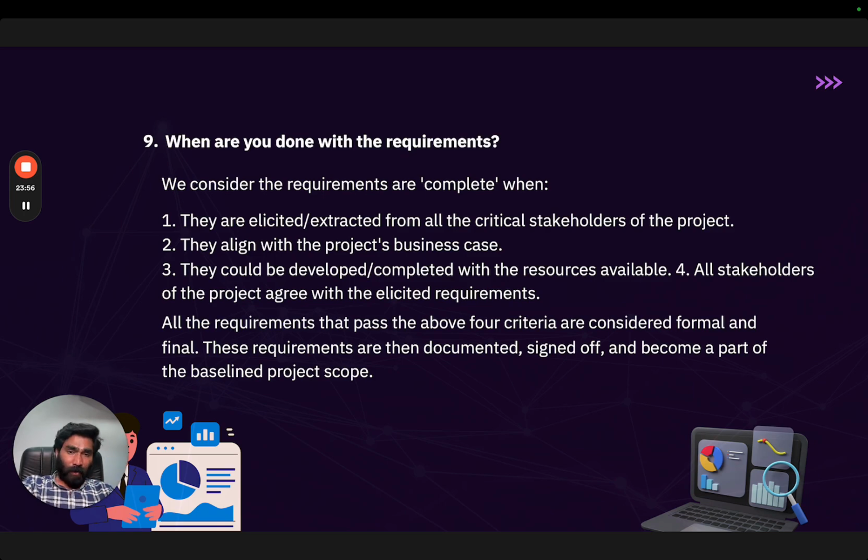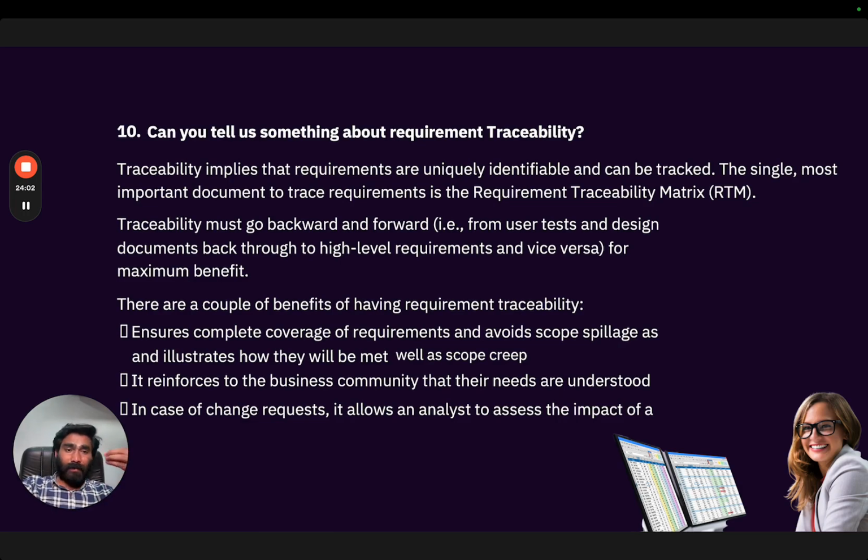The same thing you can also tell the panel if you are looking at any interview as such. Then question number 10. You may expect a question like this: can you tell us something about requirement traceability? What is this traceability, guys?